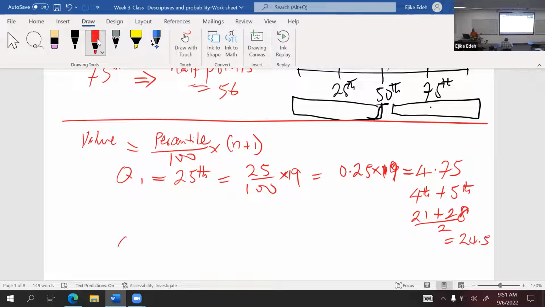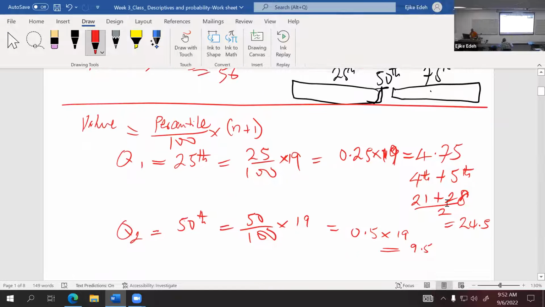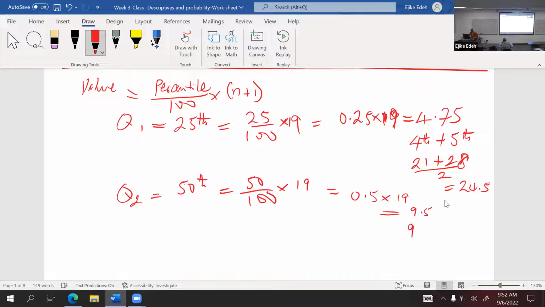So if I do the same thing, I'm going to do Q2 the same way. So I have the 50th percentile, and this will be 50 divided by 100 times 19. And that is 0.5 times 19. What else do I have here? 9.5, thank you. So I'm going to do 9.5. Is that 9.5? I'm going to do the 9th position plus the 10th position.